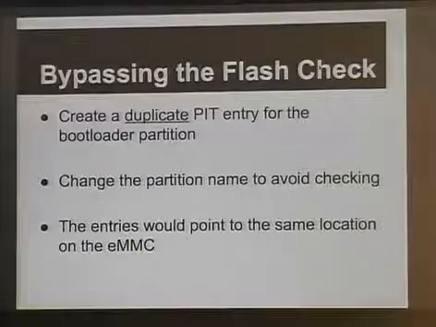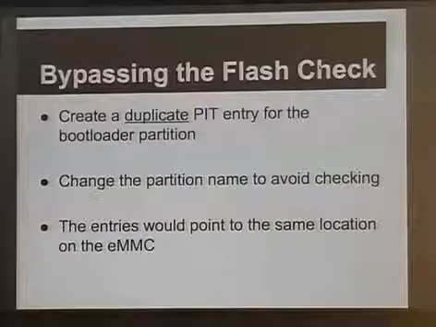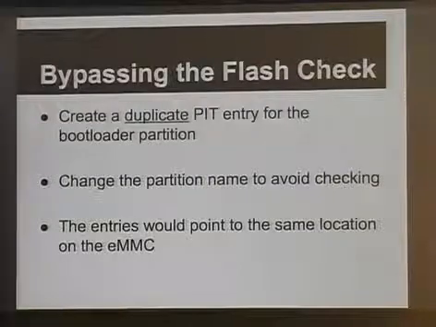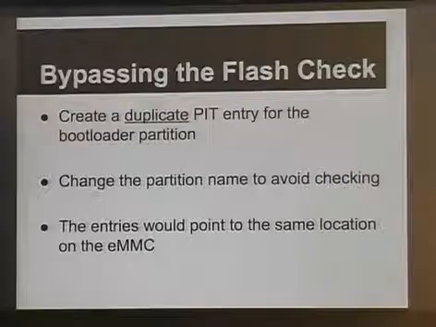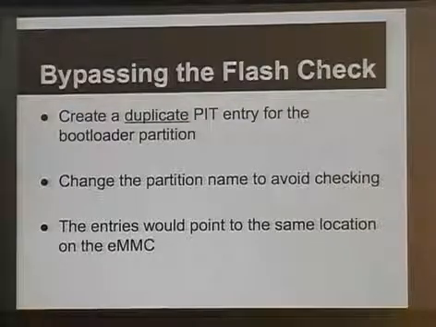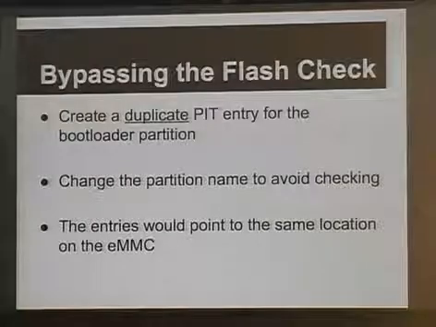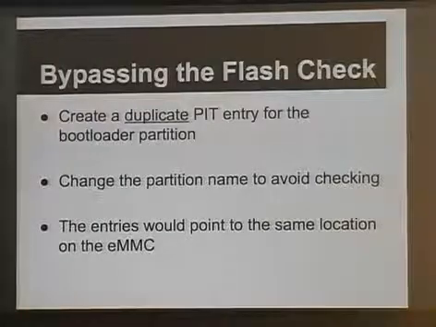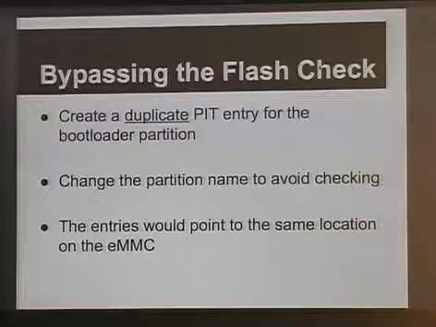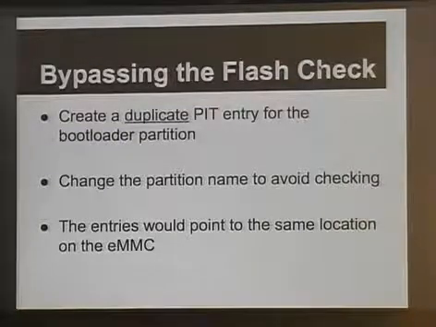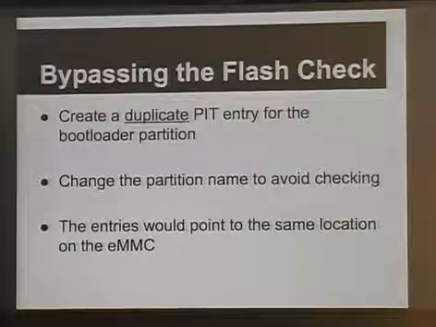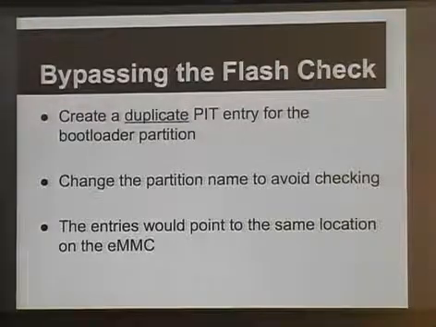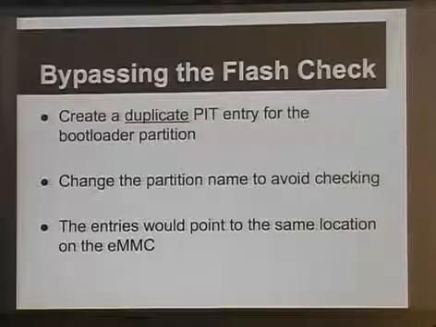So how are we going to use this PIT to bypass the flash check? What we're going to do is create a duplicate PIT entry for the bootloader partition, but we're going to change the name. Because the flasher decides whether to run the signature check or not based on the name of the partition you're going to flash, well, we'll just call it something else that's not in that list. But the key point here is we're going to have these two entries, the original bootloader entry and our custom bootloader entry. They're going to point to the same location on the disk.